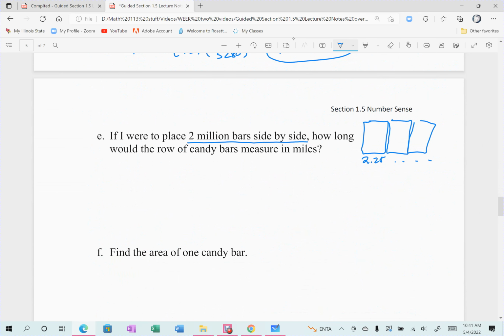But remember, 2 million of them. So 2 million is 2 times 10 to the 6. That's where we get our 2 million candy bars. Lining them up side by side means each of them has a distance of 2 1/4 of an inch. So each one of those is going to have a distance of 2 1/4, 2 million times. So you're going to take your 2 million times 2.25 inches.